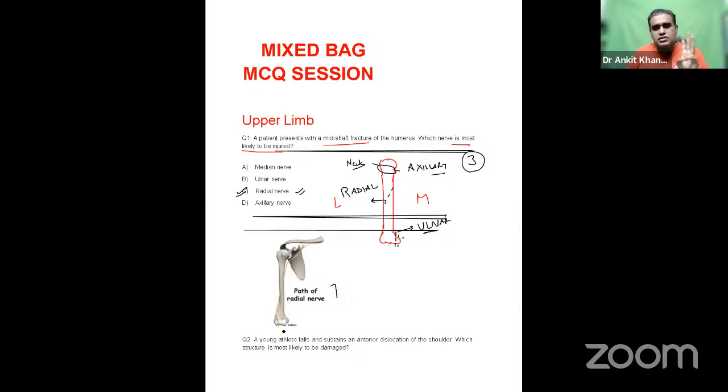So there are three nerves which are related to the core bone, that is the humerus. Three nerves are related to it. It doesn't mean the other nerves cannot be involved. Yes, they can be involved, but not directly related to the bony structure. For the bony structure, it is our radial nerve, ulnar nerve, and the axillary nerve at the neck. This is the whole point. Okay, let us see the next question.